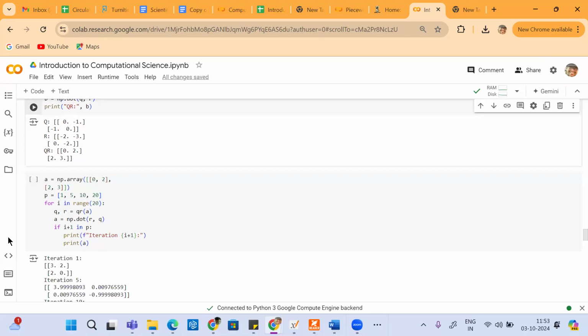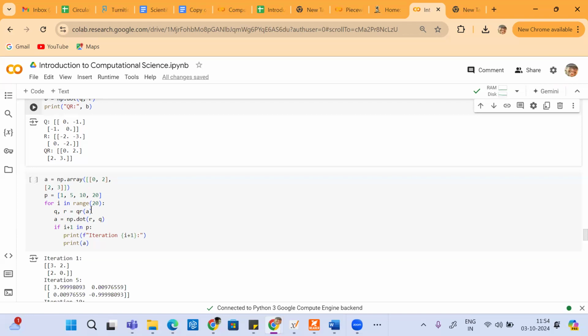Yes. Okay. I am showing this matrix A, the same matrix A. Can you see this example here? Don't worry about this array P, I will tell you what it is. Now I'm using a for loop. This is where the iterative process for the QR method starts.